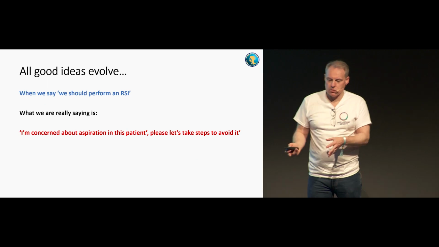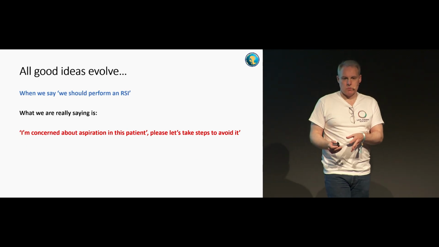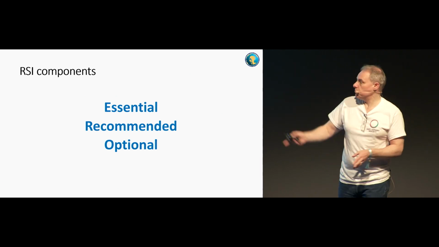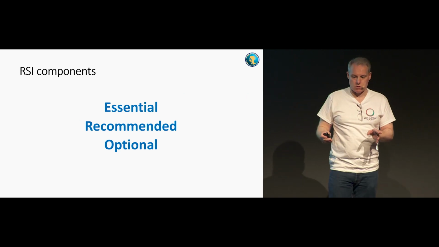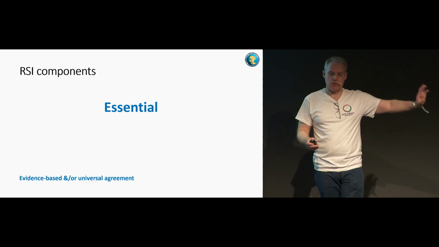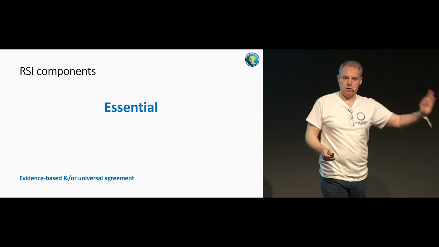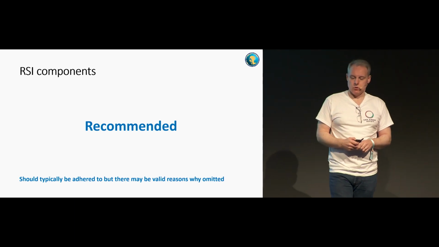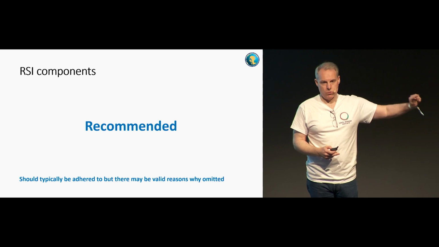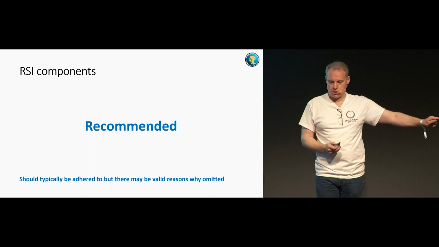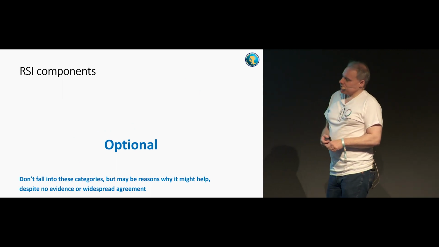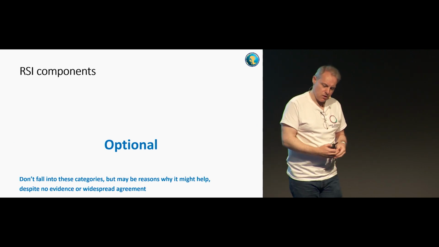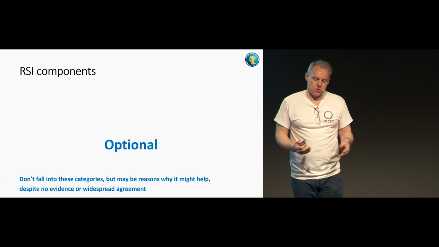RSI is really saying, I'm concerned about aspiration in this patient. Let's take steps to avoid it. How do you achieve that? Well, we've defined what an RSI is, and we've broken it down into essential, recommended, and optional parts. Okay? Essential: evidence-based, universal agreement, you do it, everyone does it, every single rapid sequence induction. Recommended: you should do it unless there's a good reason not to, and you should communicate whether or not you're going to not do it to your airway assistant and team. Optional: things that don't really fall into the categories, but there might be reasons to think it helps in that patient and that time with you and your team, but there's no evidence of widespread agreement.